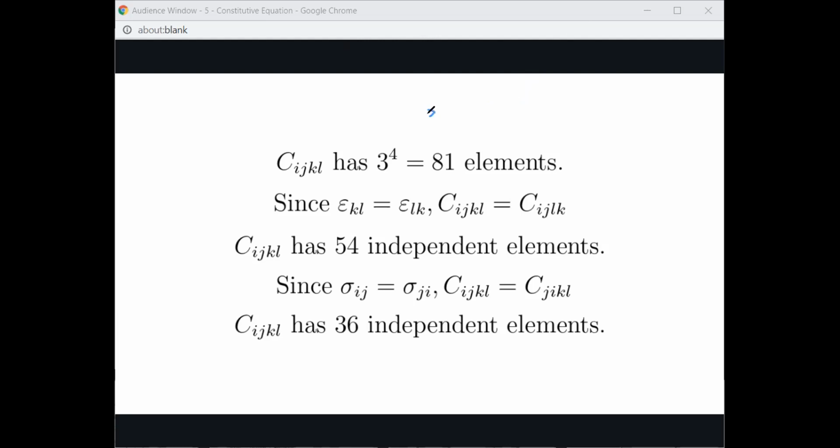So instead of 3 to the 4, since one of your elements is equal to one of your indices, it becomes just 3 to the 3. Thus, the 27 elements will disappear since these 27 are equal to other elements. So thus, it becomes 81 minus 27, which equals 54.